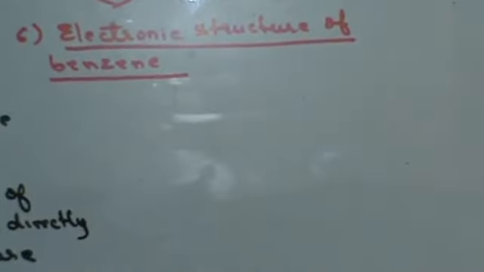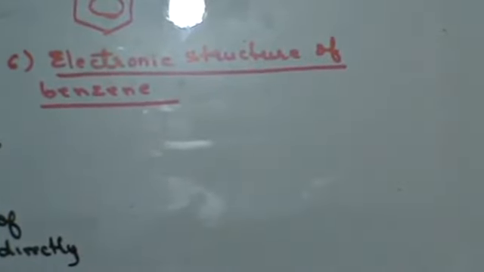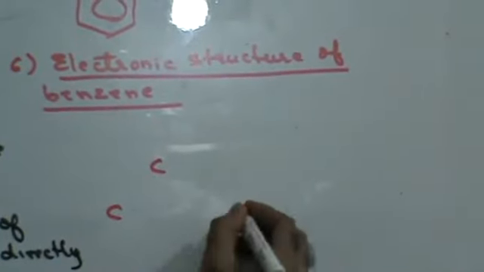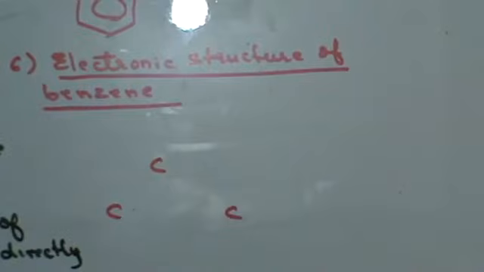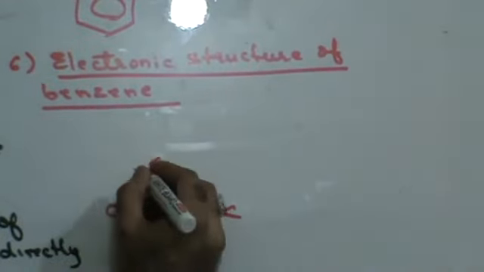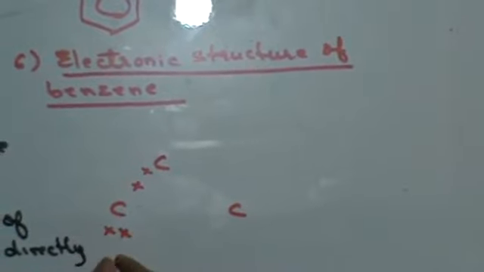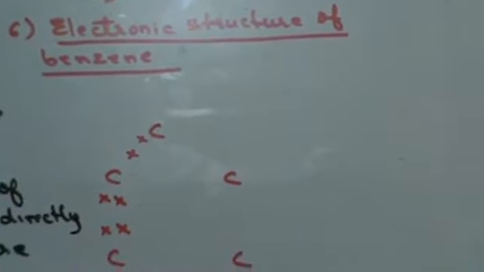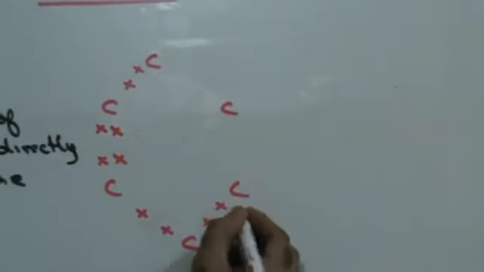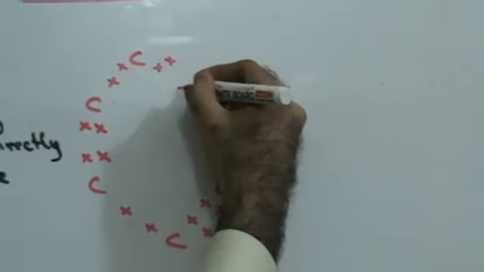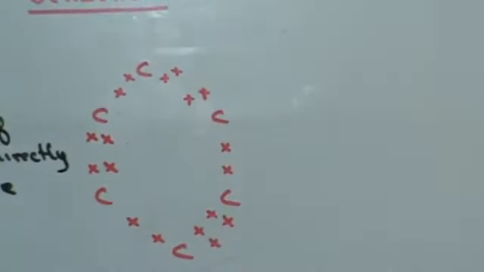Let's try to see the electronic structure of benzene, where you have 6 carbon atoms, right? There would be a single bond, which I am showing by 2 electrons. There would be a double bond, which I am going to show by 4 electrons. Single bond, then double bond, single bond, double bond, right? So those are my bonds between the carbon atoms.